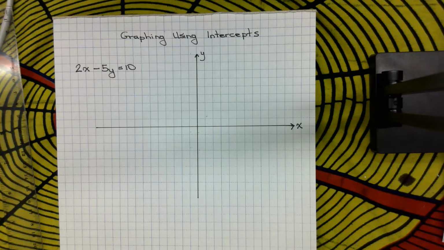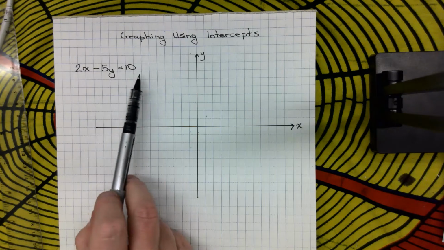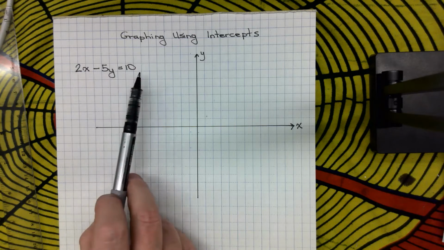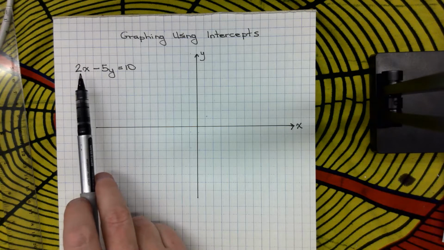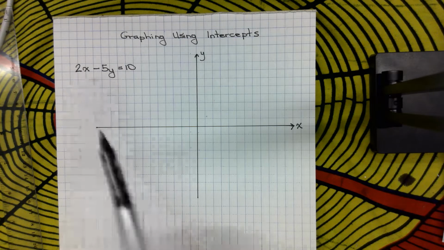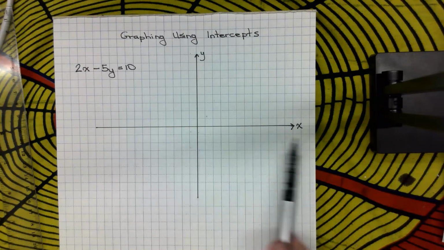Welcome back, 10. So right now I'm just going to take you through how to graph using intercepts. As we talked about before, when a graph is in this format, we could rearrange it and solve for y, which I'll show you in a few minutes, or we could just graph it using the intercepts. So the y-intercept and the x-intercept.